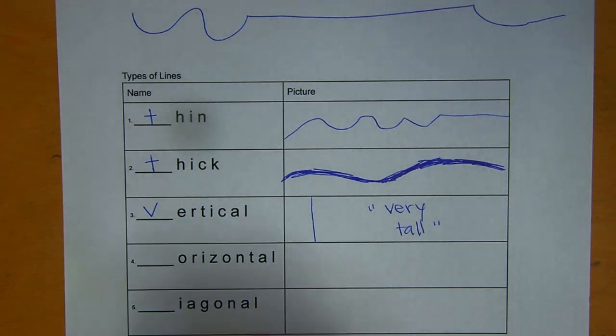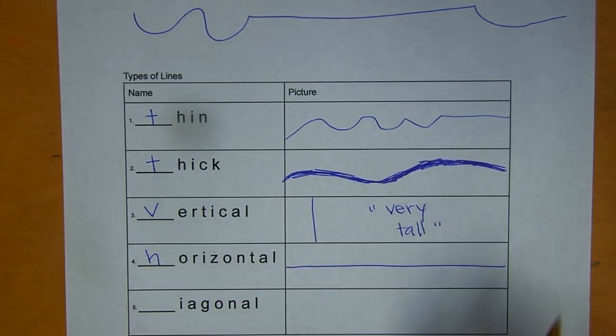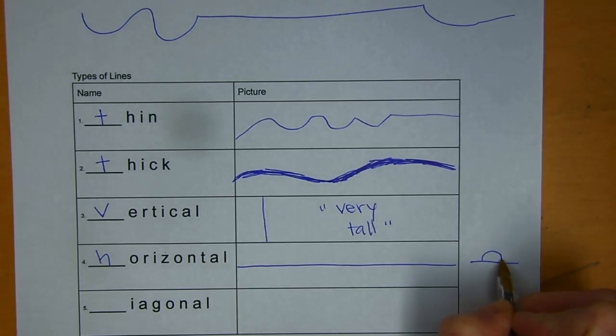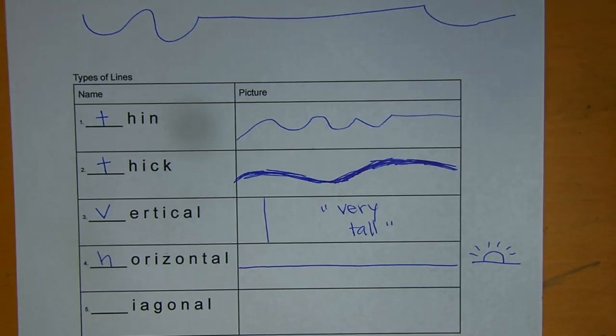Number 4 is the opposite of vertical, which is horizontal. It starts with an H. And with this one, try to get your line as flat across as you can. This one reminds me of the horizon line. So draw a little line over here off to the side of your paper and draw the sun either coming up or setting, something like that.